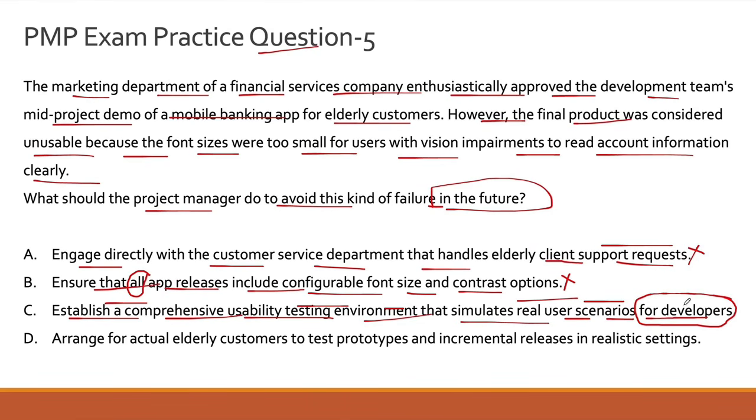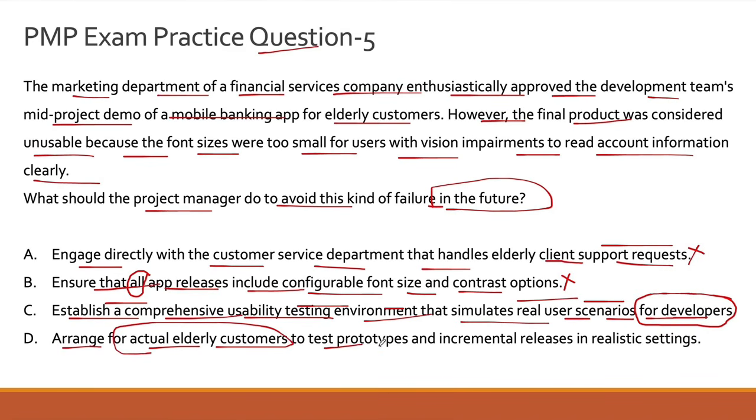Now, if someone is looking at the application and giving a proxy of your elderly customers, you first need to question whether that is a correct proxy of your elderly customers or not, because a developer might not have the vision impairment, might be quite young. The testing which that developer will be doing, keeping the end user in mind and not representing the actual end user, might be quite different from the actual scenario. Option C is too broad an option, but let's look at option D and come back to option C in a second. Option D is arrange for actual elderly customers, very important.